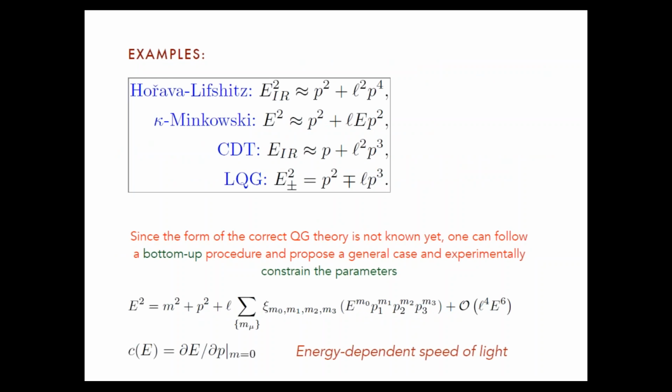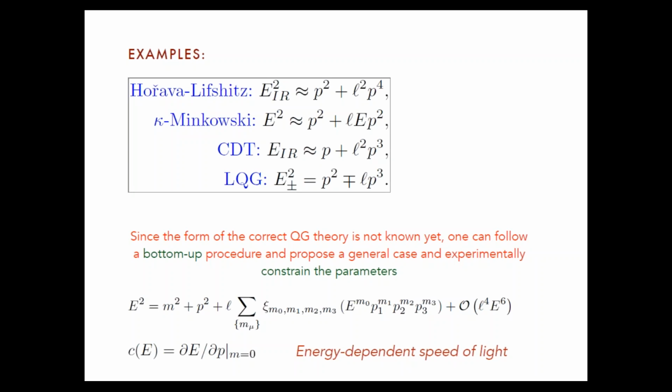There are some examples in the quantum gravity community, for example, causal dynamical triangulations, Kappa-Minkowski non-commutative space-time, and Horava-Lifshitz gravity. And there is the appearance of these modified dispersion relations that, as you can see, are modified by the presence of a length or energy scale L that is usually related to the Planck scale, so it's of the order of the Planck length.